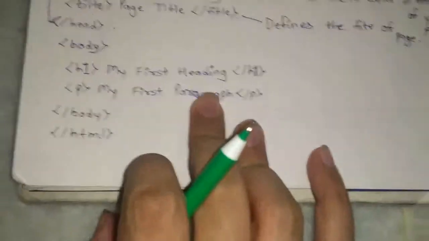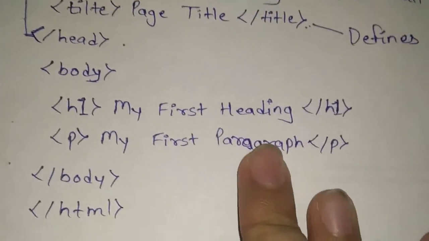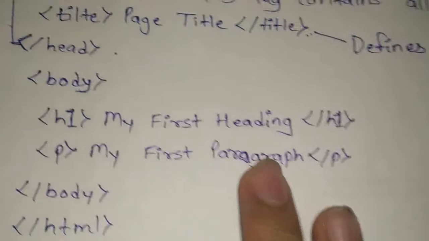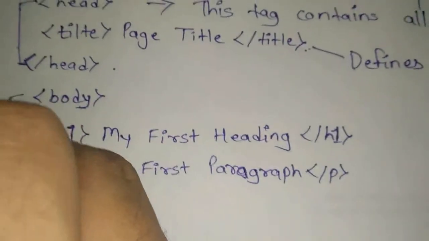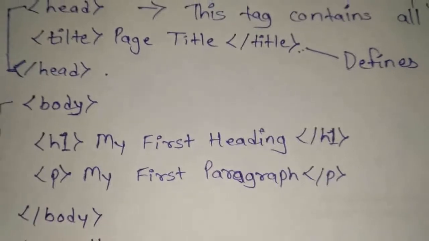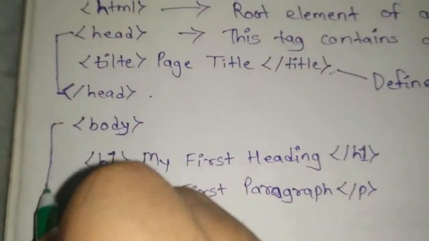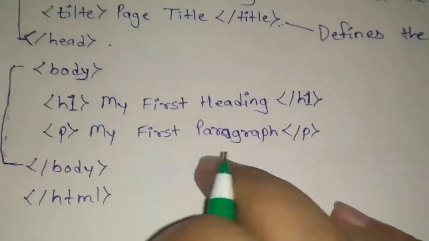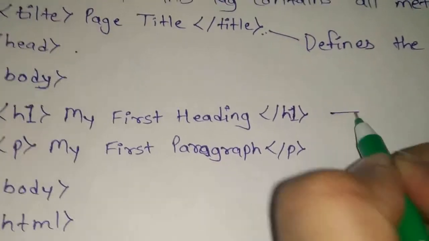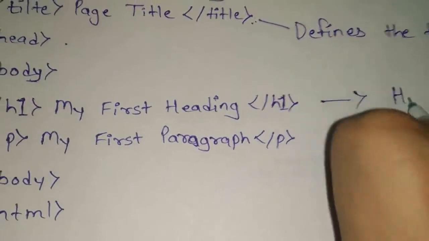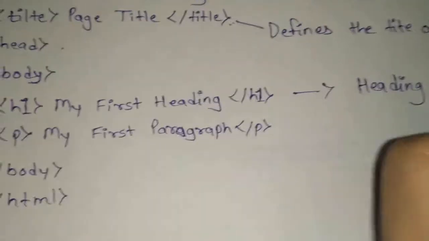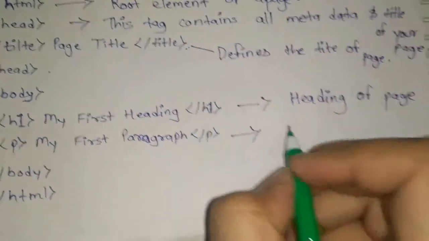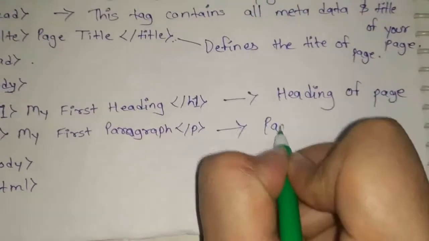And now we are going to talk about the body tag. Whatever you write inside this body tag is visible on your desktop or mobile screen. Basically the tags which come under this tag are visible on the document or on your page. So this is the h1 tag for heading, and this is for the paragraph.